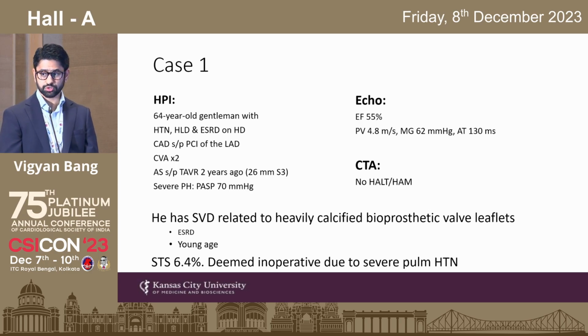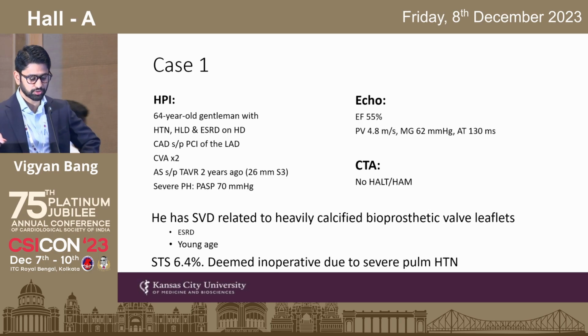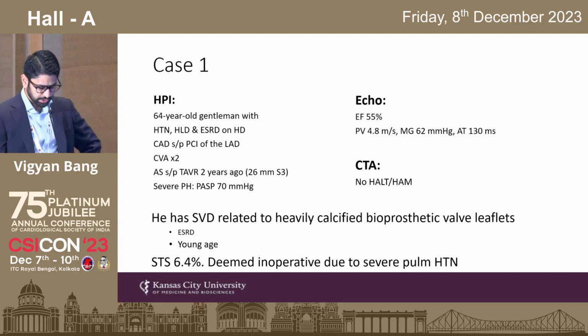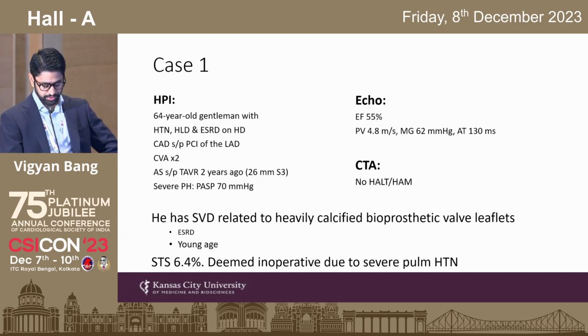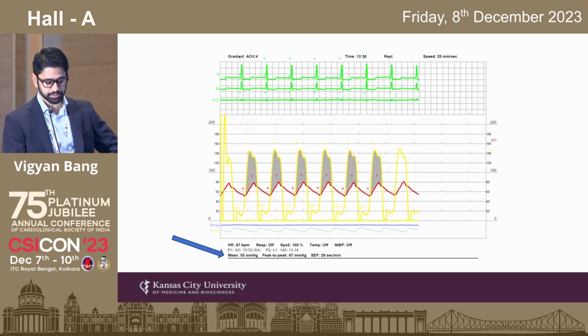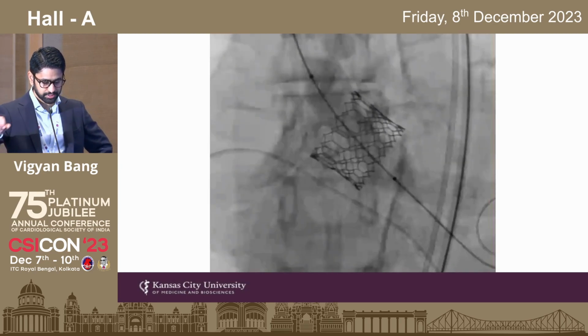Given that he had had a TAVR just 2 years ago, we performed a CTA to make sure this was not related to HALT or HAM, and it wasn't. We thought that his valve degeneration was related to calcified leaflets of the bioprosthesis in a young patient with end-stage renal disease. Our surgeon felt that he was inoperable, and so we proceeded with a valve in valve TAVR. And so this is the baseline gradients before valve replacement with a mean gradient of 55 millimeters of mercury. And this is the valve.